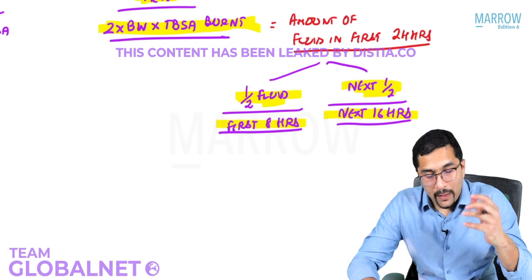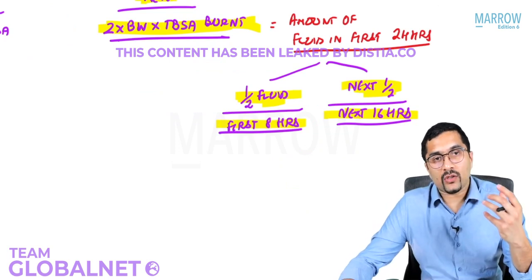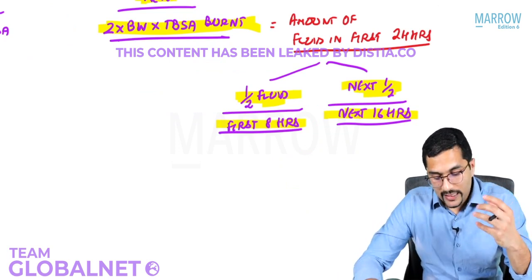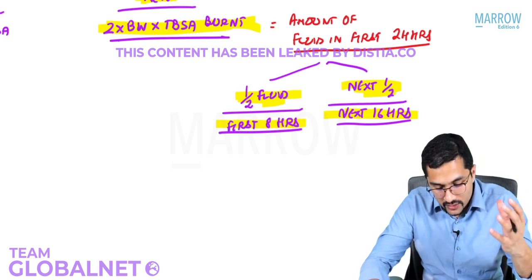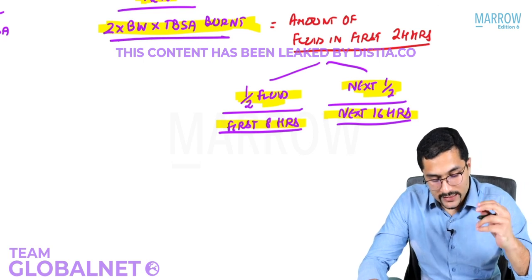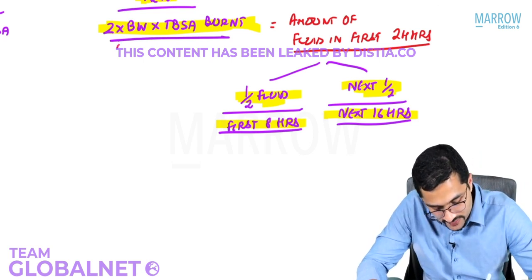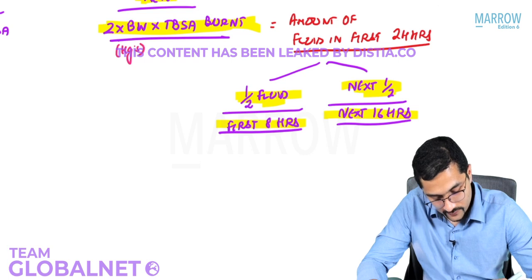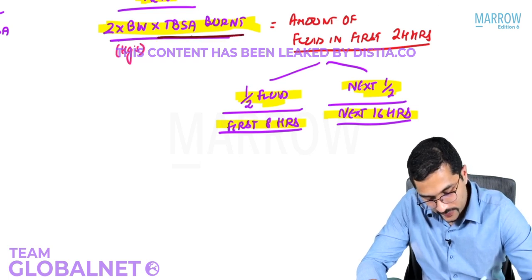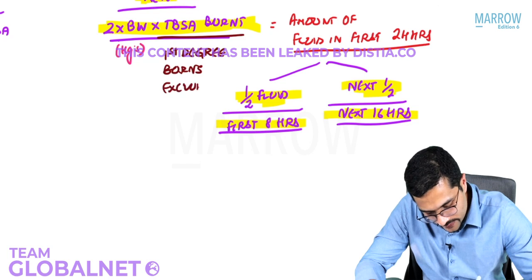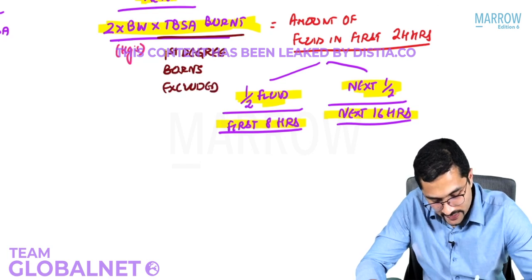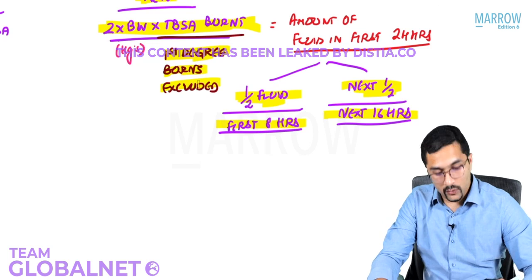Now, for Parkland's formula, a lot of practical application questions have been asked in the exam as well. And I just want to give you a couple of examples so that this formula is absolutely clear to you. Before I give you those examples, I want you to know that this body weight is in kgs and for total body surface area burned, first degree burns are excluded from this calculation. So if somebody has first degree burns, we are not going to take that into account.